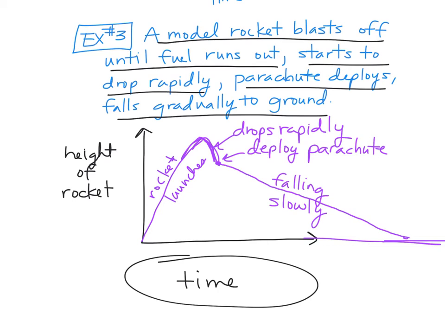Okay, so the rocket launches, starts to fall fast, and then they deploy the parachute, and then it falls really slowly from there. Okay? Questions on that? Did anybody's look kind of like that? A little different?